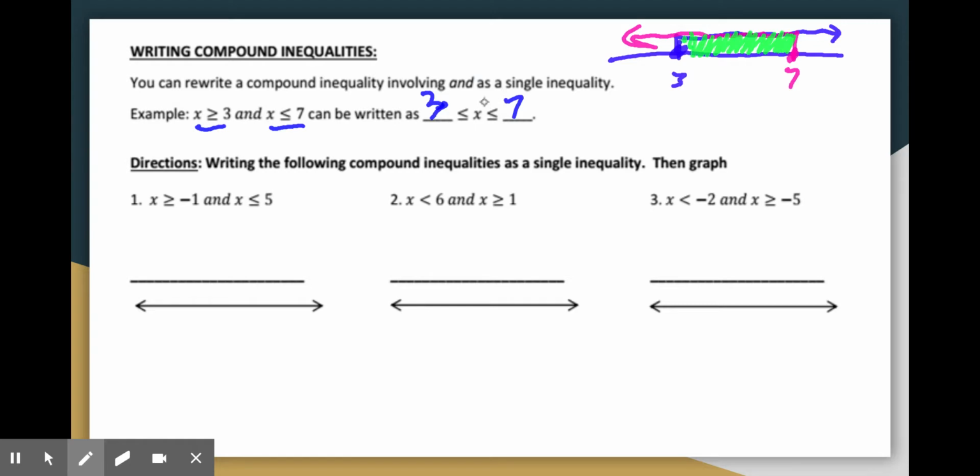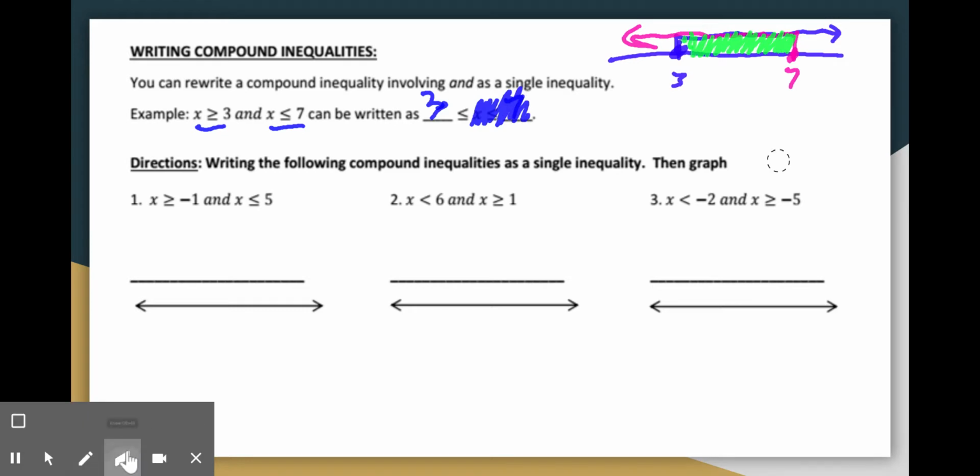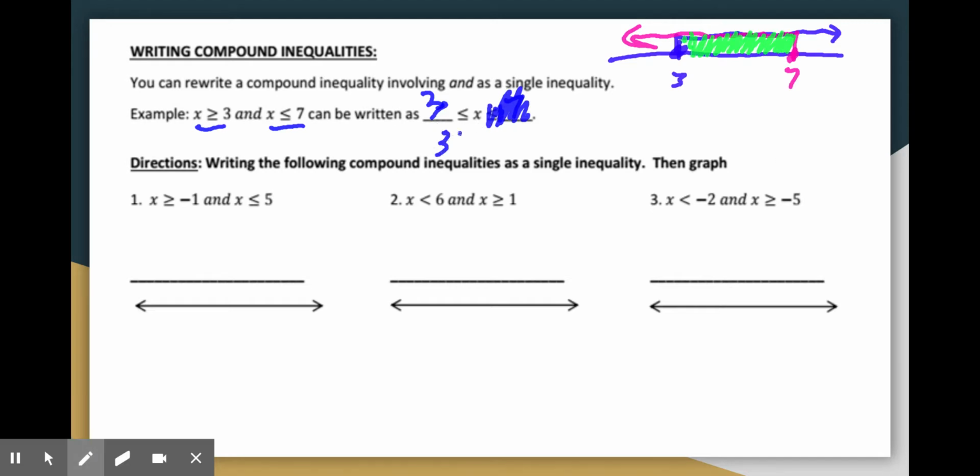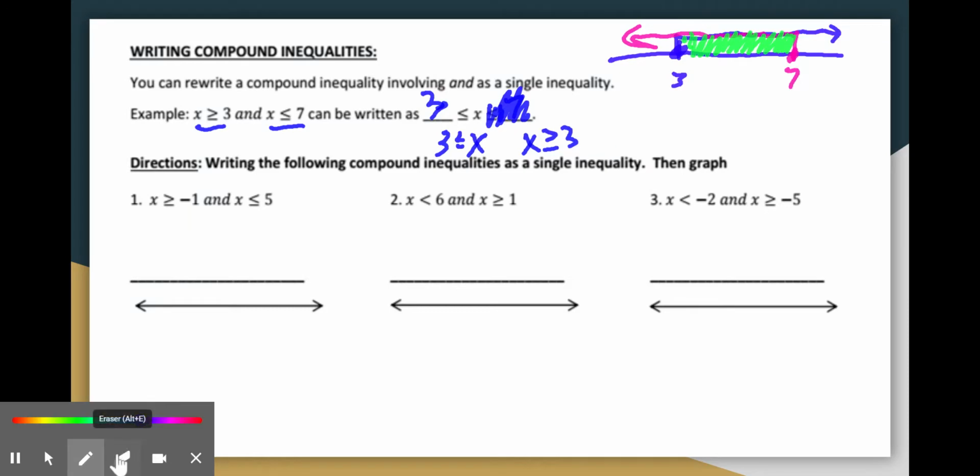So now if I erase the second half, I erased too much. If I erase that, this second inequality, you can see it says 3 is less than or equal to x. But if I write it from right to left, if I flip it all around, I would get x is greater than or equal to 3. There's your first inequality. So we're actually writing something that is the same thing as these two inequalities, just written fancy.